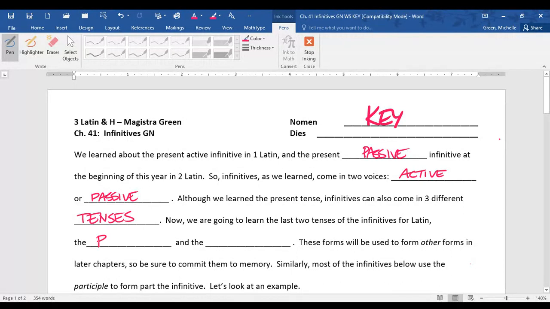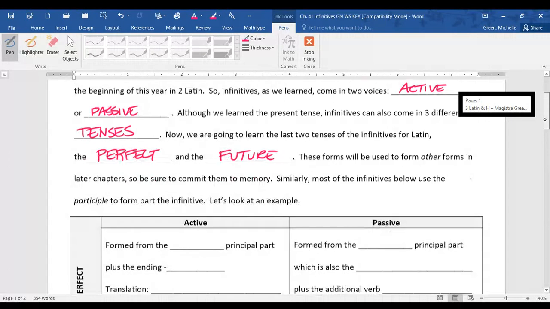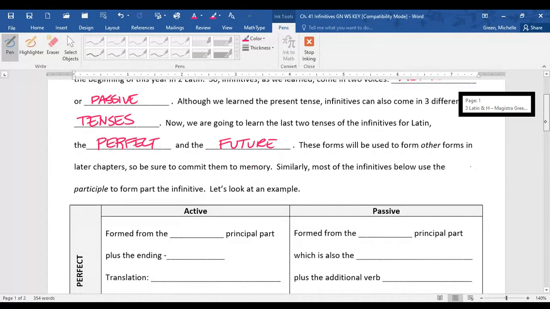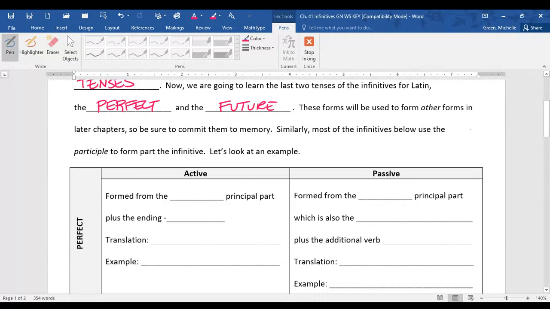The perfect tense and the future tense, just like with the participles. So the three main tenses: present, perfect, and future. These infinitive forms will be used to form other constructions in later chapters, primarily the indirect statement, which we're going to get to soon. And they also are used to form certain forms of the subjunctive. So this is not just a separate chart in and of itself, but it is used to form other things that we're going to learn.